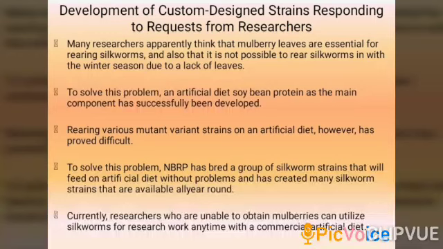To solve this problem, NBRP has bred a group of silkworm strains that will feed on artificial diet without problems, and has created many silkworm strains that are available all around the year. Currently, researchers who are unable to obtain mulberries can utilize silkworms for research work anytime with a commercial artificial diet.